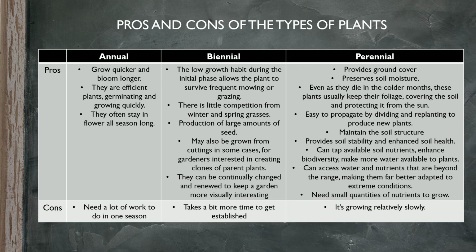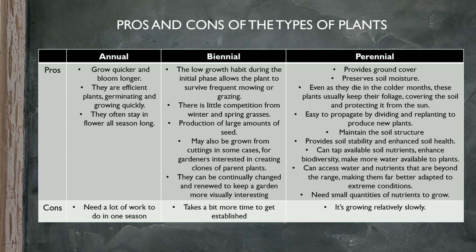For biennial, the low growth habit during the initial phase allows the plant to survive frequent mowing or grazing. So there's little competition from winter and spring grasses. And they also produce a large amount of seeds. They can also be grown from cutting in some cases. They also can be continually changed and renewed to keep a garden more visually interesting. But the con for the biennial is they take a bit more time to get established.